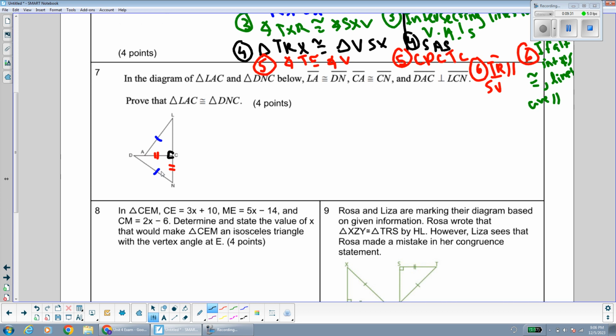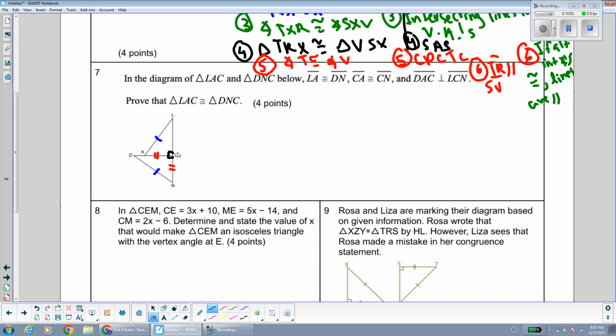What we have is HL. We have right triangles, congruent hypotenuses, and congruent legs. This is not SAS because the angle is not directly in between the two sides. In fact, if we just go around the triangle, this would be SSA. But since we have right triangles, it's a special case of SSA. It is HL because we're working with right triangles here. And when you have right triangles with congruent hypotenuses and a pair of congruent legs, that is HL.